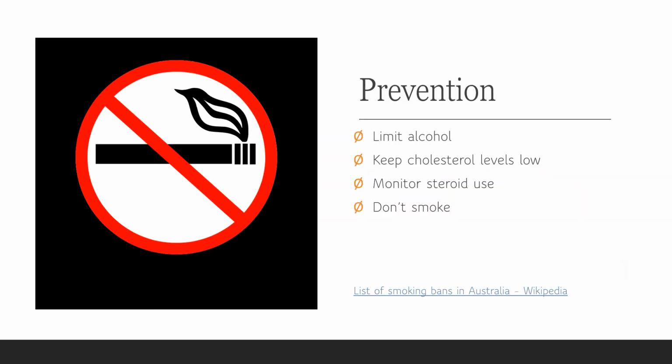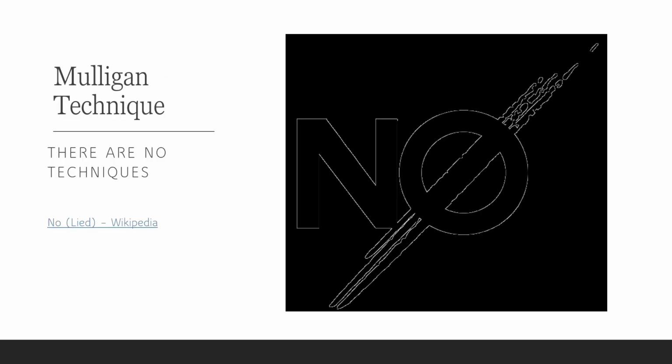Prevention of avascular necrosis includes limiting alcohol, keeping your cholesterol levels low, monitoring steroid use, and not smoking. There are no Mulligan techniques for this condition.